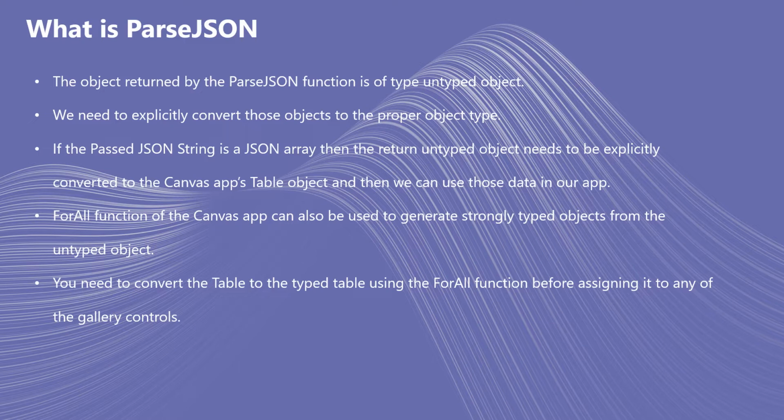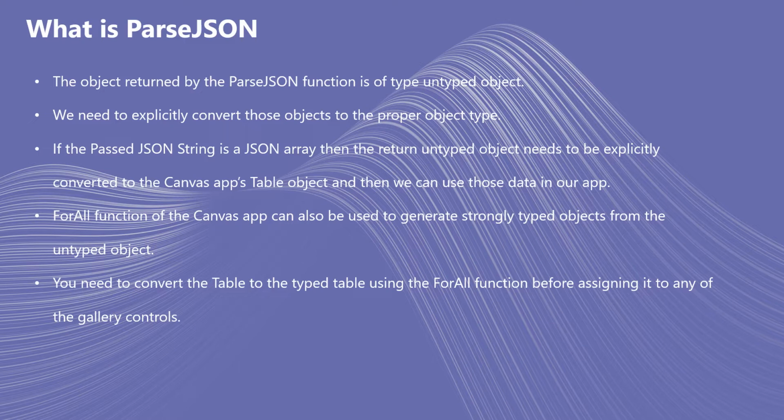If the passed JSON string is a JSON array, then the returned untyped object needs to be explicitly converted to the Canvas app's table object, and then we can use those data in our app. And we can use the Canvas app's ForAll function to generate a strongly typed object from the untyped object. We will see that in the demo in a while.